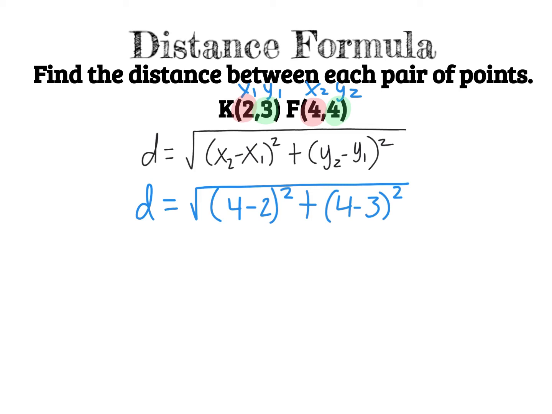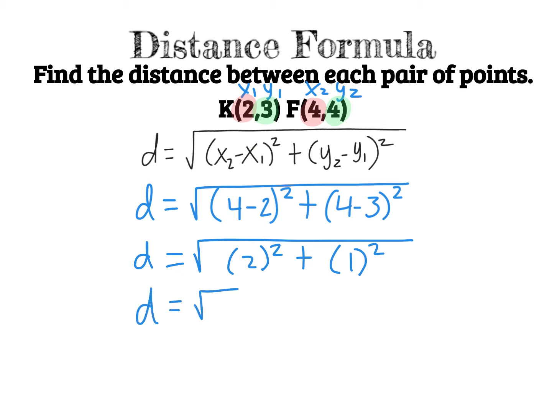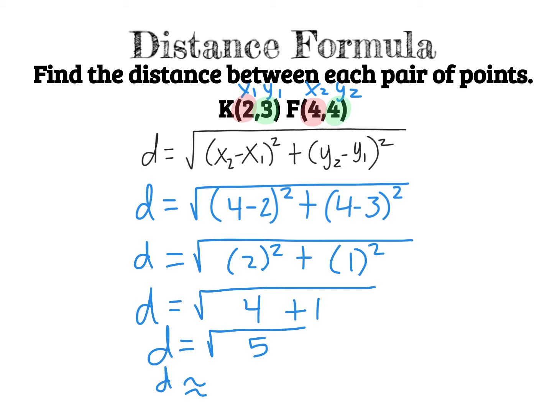Or you can follow along using PEMDAS, where you start with parentheses, and we simplify inside the parentheses first. We get the square root of 4 minus 2 is 2. 4 minus 3 is 1. And then we do exponents from PEMDAS. 2 squared equals 4. 1 squared equals 1, which gives us what we saw earlier. The square root of 4 plus 1 is 5, which is approximately, I'm going to round here, 2.236.